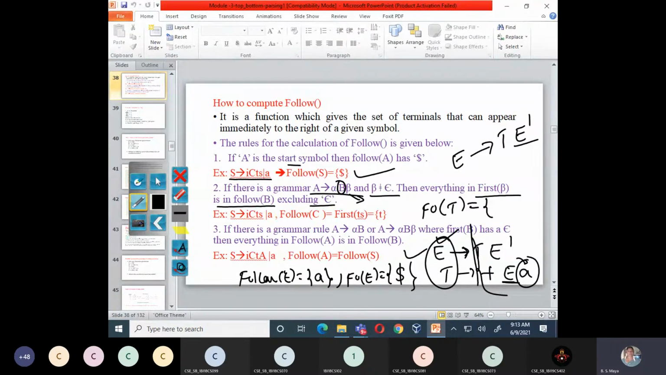If it is not an epsilon, you have to take first of E dash. You already computed how to find the first of E dash for the grammar. Then whatever is in the first of E dash, everything should be copied into follow of T. If the first of E dash has epsilon, don't copy epsilon into follow of T. That is your second rule.